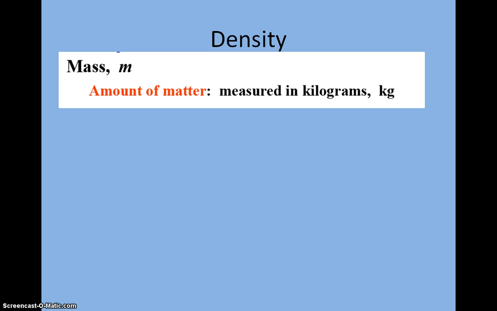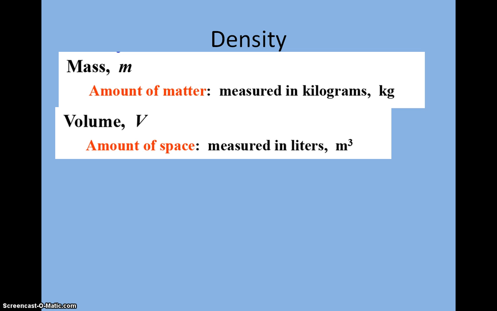So density, the equation for density is mass per unit volume, or M over V. Mass is the amount of matter that makes up an object, and in physics we use kilograms. And then volume is the amount of space that matter is taking up. So we typically measure this in liters, which is the SI unit, but in physics we use meters cubed. Don't be confused, these two amounts are not equivalent to one another.